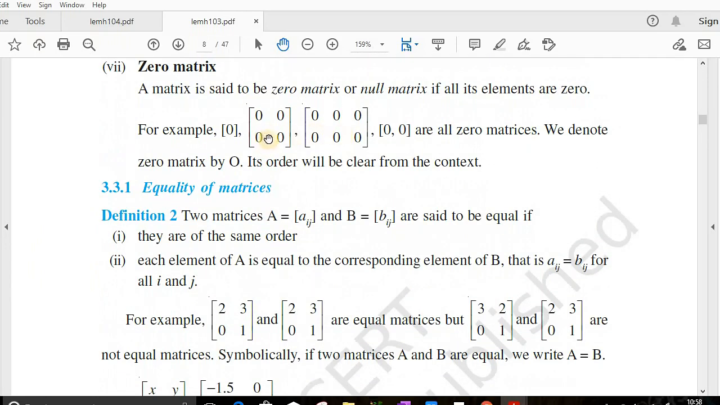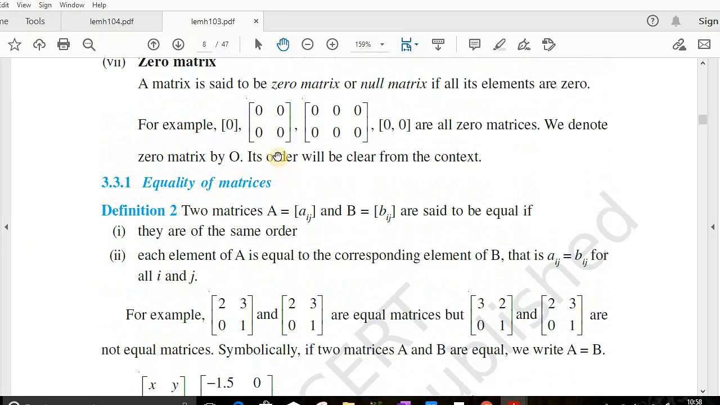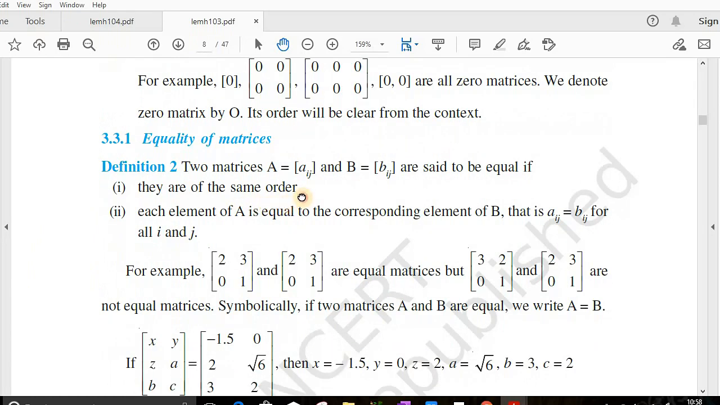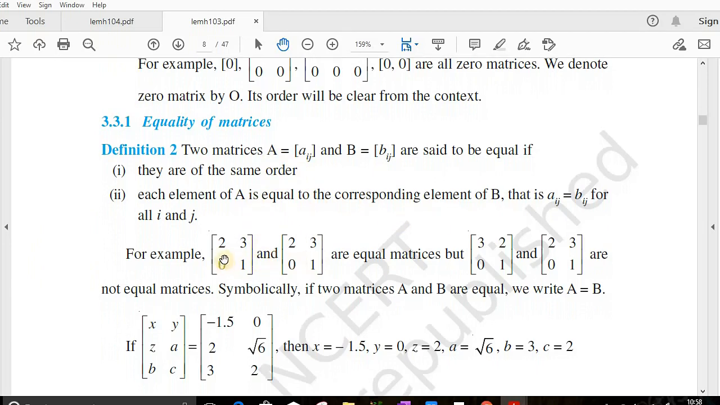Okay, so similarly you see these two zero matrices, the orders are different, so therefore they are not equal. Okay, so this is a different matrix, this is a different matrix. So two matrices are equal only if their orders are equal. First case, or each element of A is equal to the corresponding element of B. Okay, each element of A should be equal to each element of B. That is the thing. For example, these two are equal matrices, because you see what is the order of this matrix? Order 2 by 2, right? So it's a square matrix of order 2, this is a square matrix of order 2.